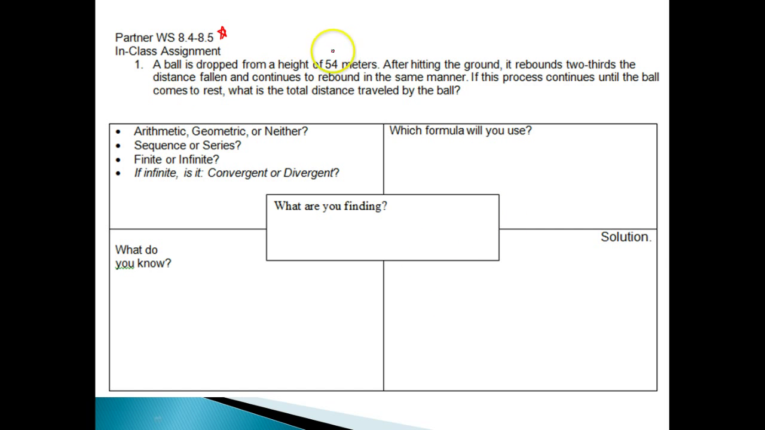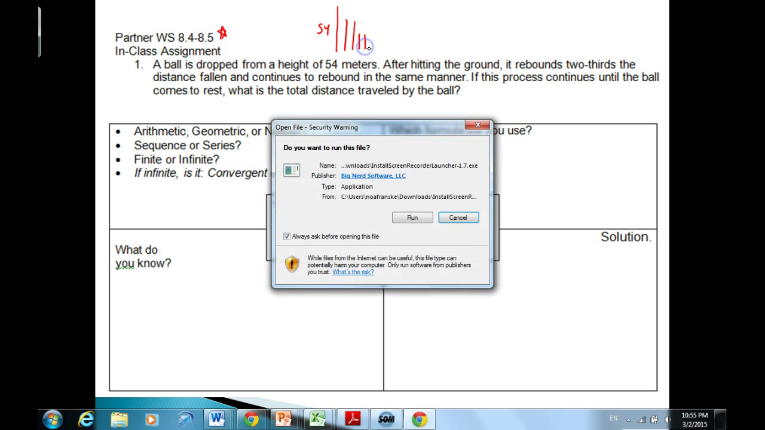A ball is dropped from a height of 54 meters. After hitting the ground, it rebounds 2/3 of the distance fallen and continues to rebound in the same manner. So I'm just going to draw a picture up here. The first drop is 54 meters. And then we come back up 2/3 of the way, and then we go back down that same distance. And then we come up 2/3 of that and come down the same distance, and this is going to continue.